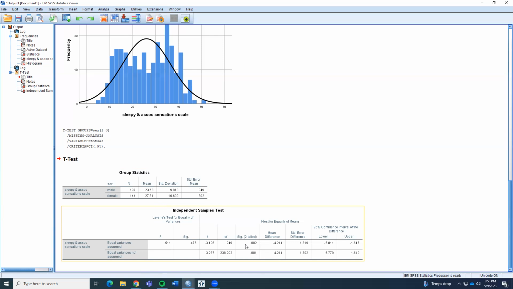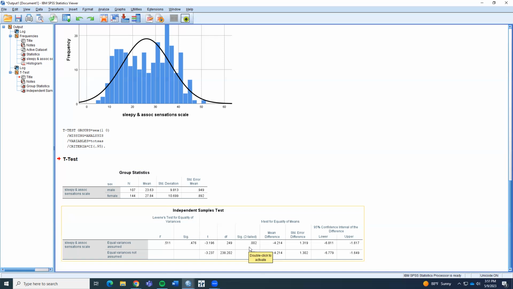Next, we're going to look over the differences in the two groups. In the Sig two-tailed column, we read 0.002 right here. And if this number is less than 0.05, there is a significant difference in the mean scores. If the number is greater than 0.05, there's not a significant difference in the mean scores. So 0.002 is less than 0.05. There is a significant difference in the mean score.